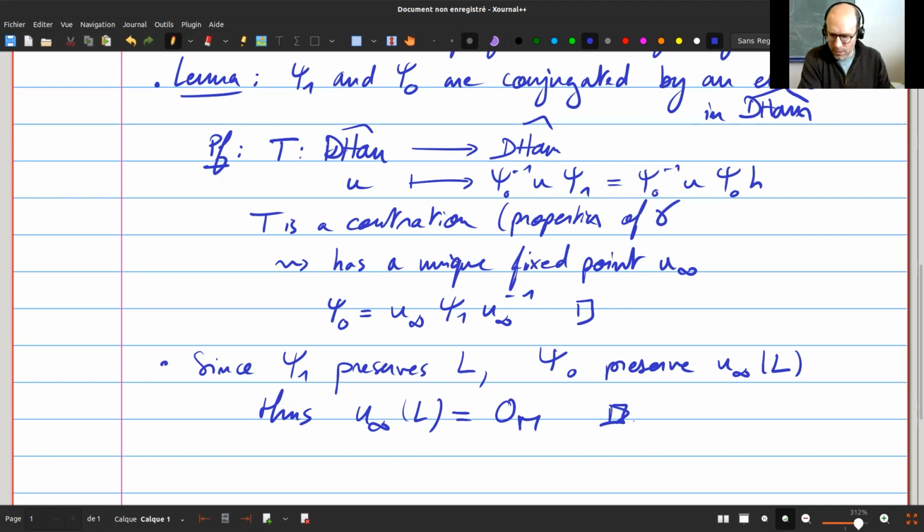Now, since I still have a few minutes, I would like to use them to sketch the construction of gamma, since perhaps after all this, you would be interested in seeing that.